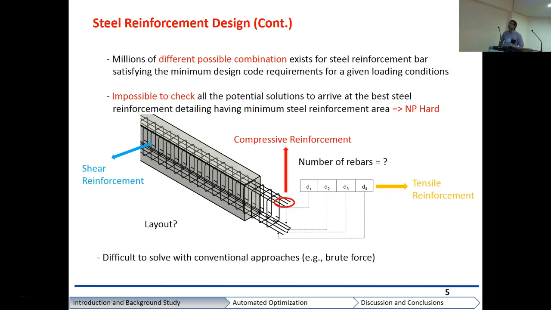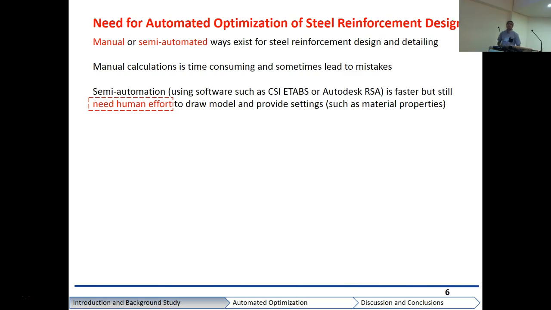So this problem can be classified as NP-hard problem, which is difficult to solve with conventional approaches, for example brute force method, etc. So in the current AEC industry, we generally use two ways to do the steel reinforcement design. First one is the manual way, where the civil engineer or the structural designer calculates the bending moment and shear force for each RC member, and then calculates the layout like the diameter, the number of bars and the location of bars inside an RC member, which is obviously very time consuming and sometimes leads to mistake.